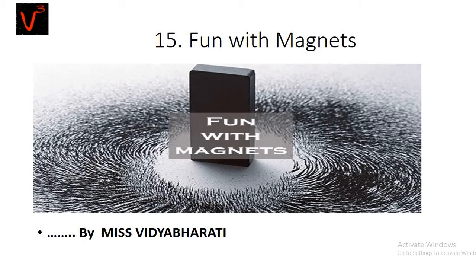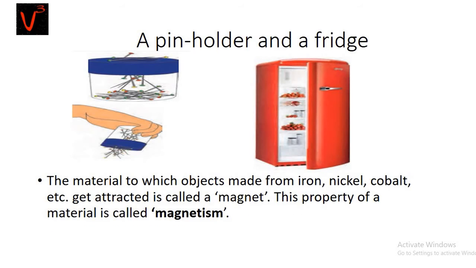Hello students, today we are going to see chapter number 15, Fun with Magnets. So let's proceed. Look at the image. In the first image you can see pins in a pin holder do not fall even when it is held upside down. Why is this so? Why is it happening? Because these needles are attracted to that cap. That's why they are not falling down.